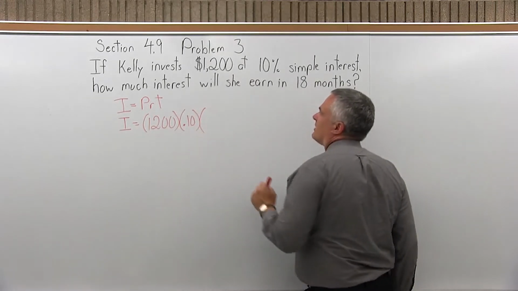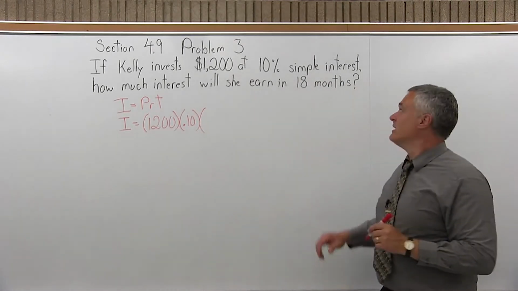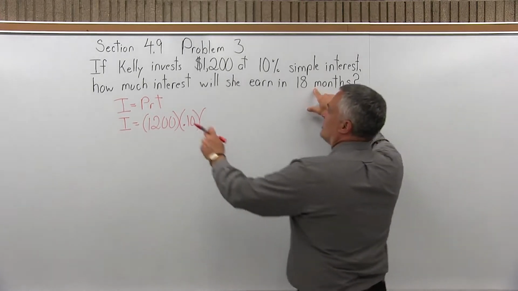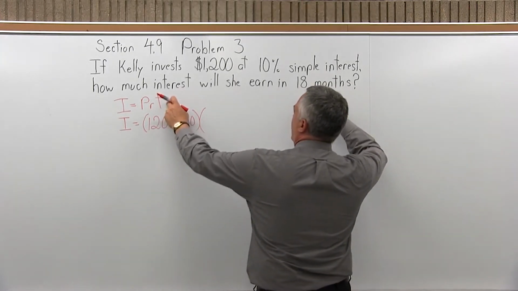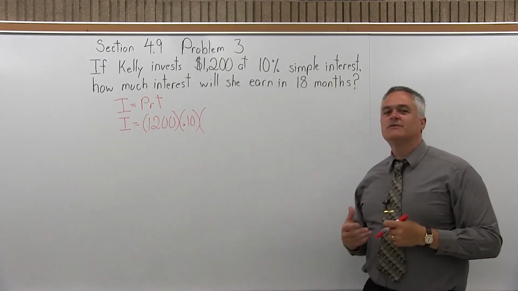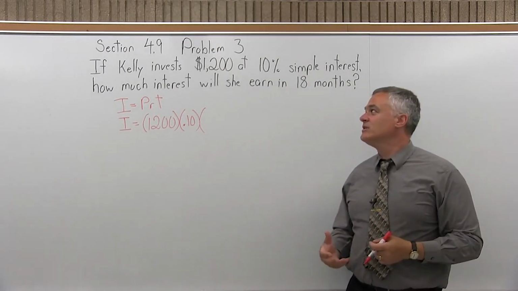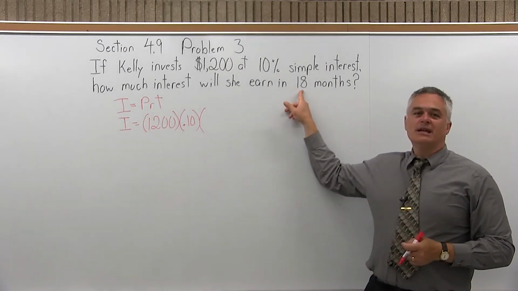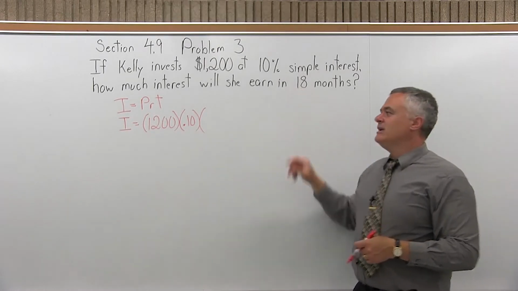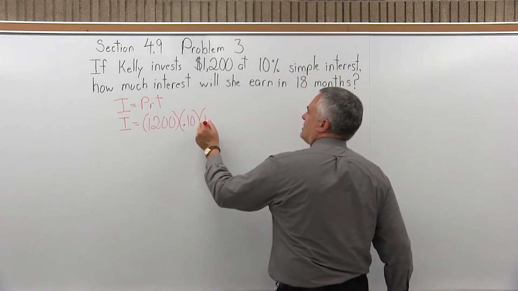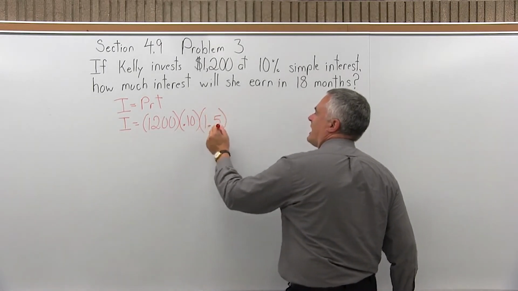And here's the tricky part of this problem. If you're not reading it carefully, for the T for time, you put in 18, but you can't do that because the formula will think that the money's invested for 18 years. It's set up for years. So you have to convert the 18 months to how many years. I happen to know that 18 months is 1.5 years.